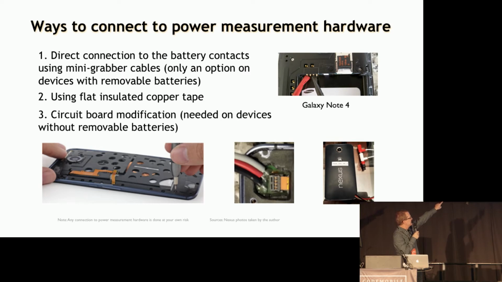But I have a Nexus 6, so I had to break it apart, break the battery connection, and solder in some test leads. You can see them on the right. Something you probably don't want to do on a brand new, very expensive phone, and the chances of you destroying the phone are fairly high, to be honest. Another way is using flat insulated copper tape, but again, you're going to have to break the phone open. So hardware measurement is tricky.